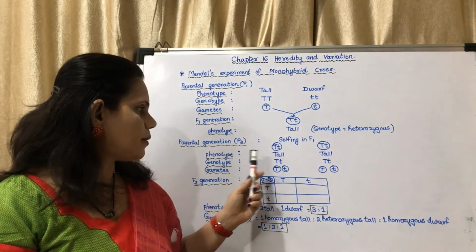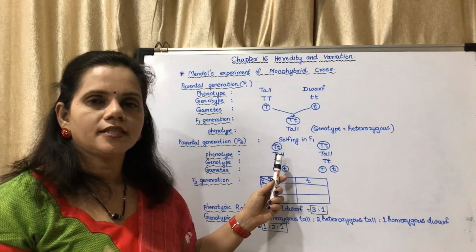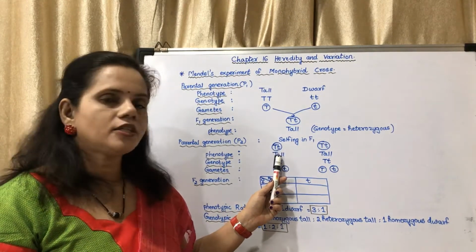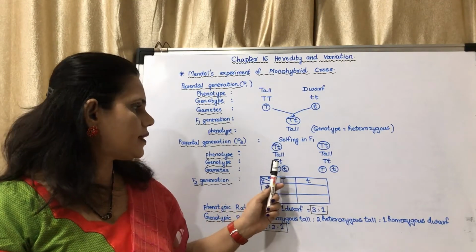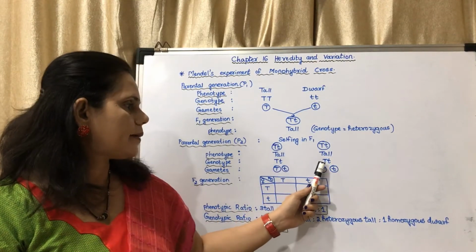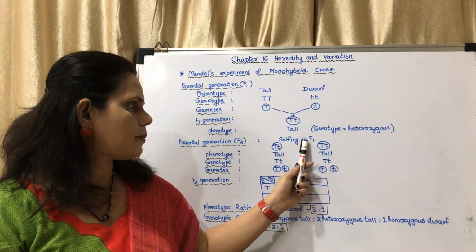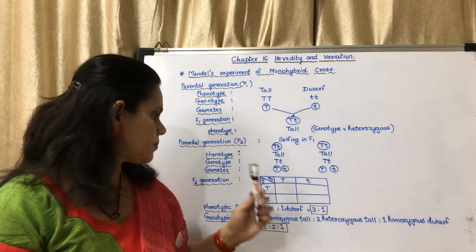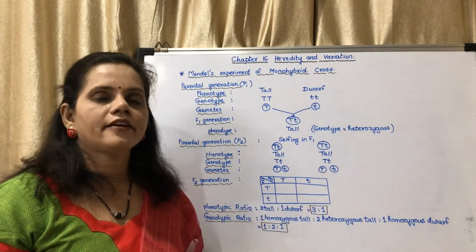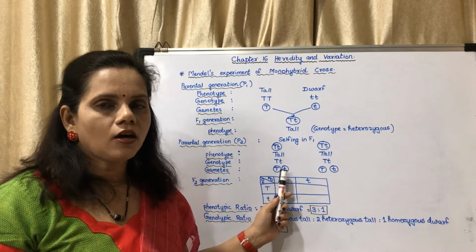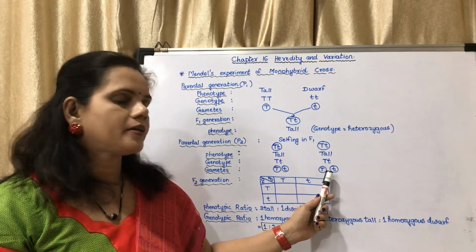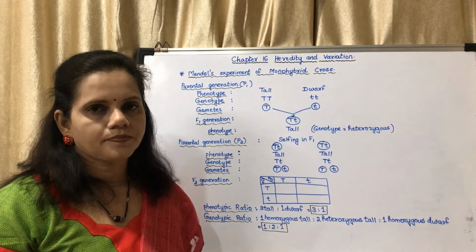So the phenotype of both the parents is the same. It will be tall, tall. But the genotype is capital T, small t, capital T, small t. This is capital T, small t, isn't it? Now the gametes, it can form two types of gametes, either capital T or small t. Either capital T or small t.